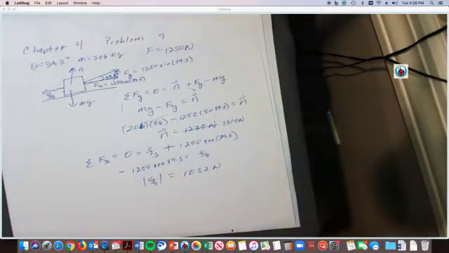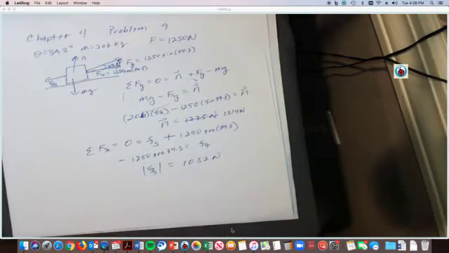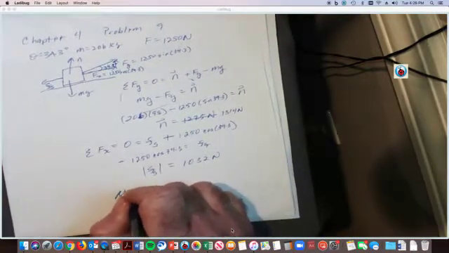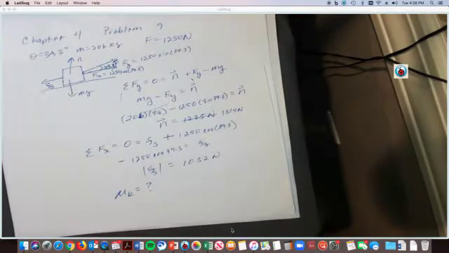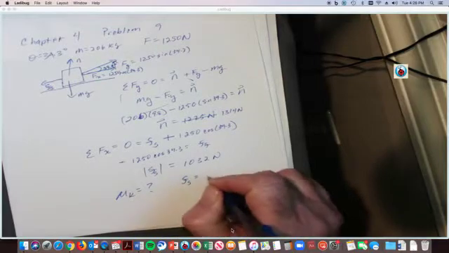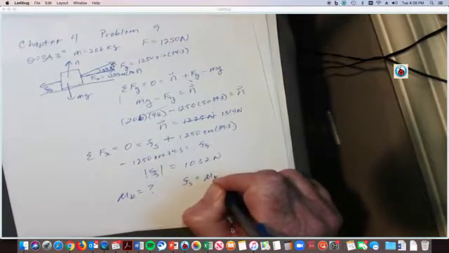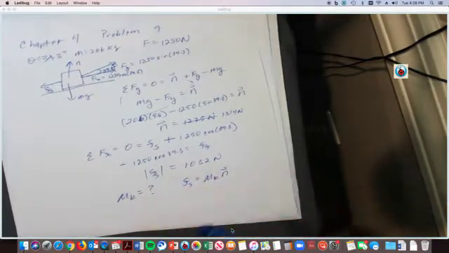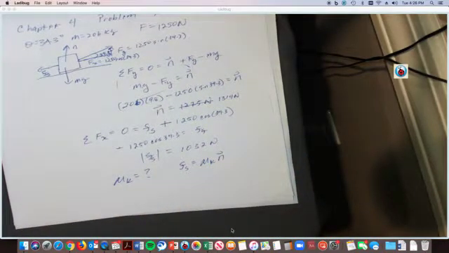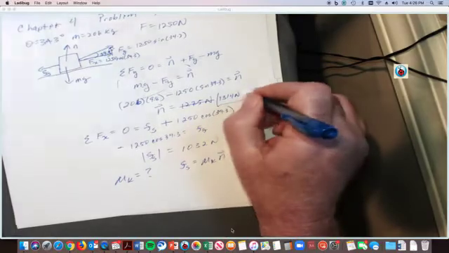Okay, now you're going, well, wait a minute, that's not what they had. No, they wanted the coefficient of kinetic friction. They wanted mu of k. What's mu of k equal? Well, we know that f of s is equal to mu of k times the normal force. Did we calculate the normal force? Yes, we did. We got 1314 newtons. Right here's the normal force.